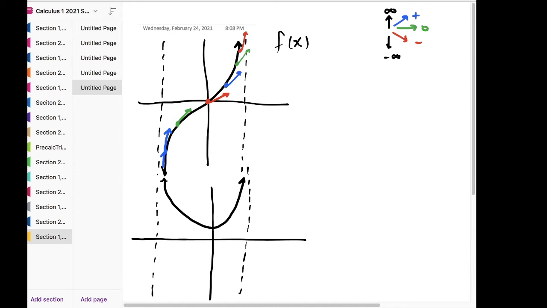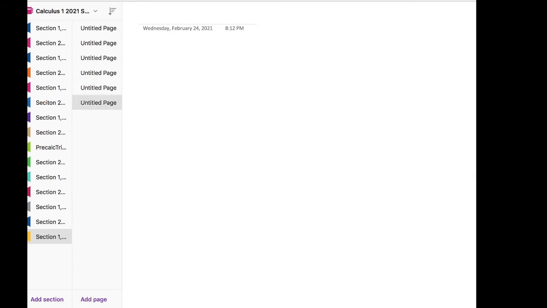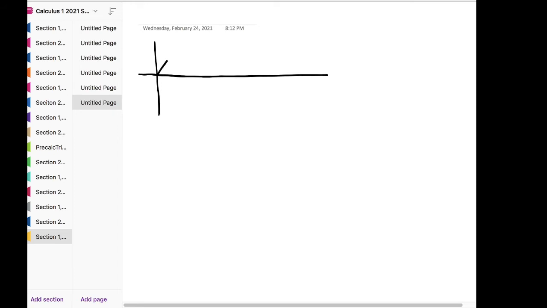So let me draw this a little bit better. This kind of looks like that. Okay, so questions about that? All right, let's move on. All right. What graph does this look like?